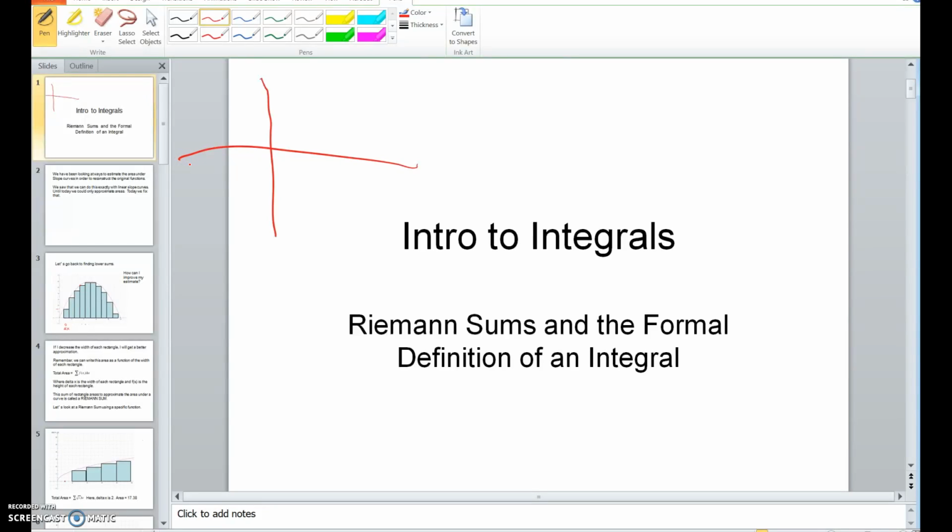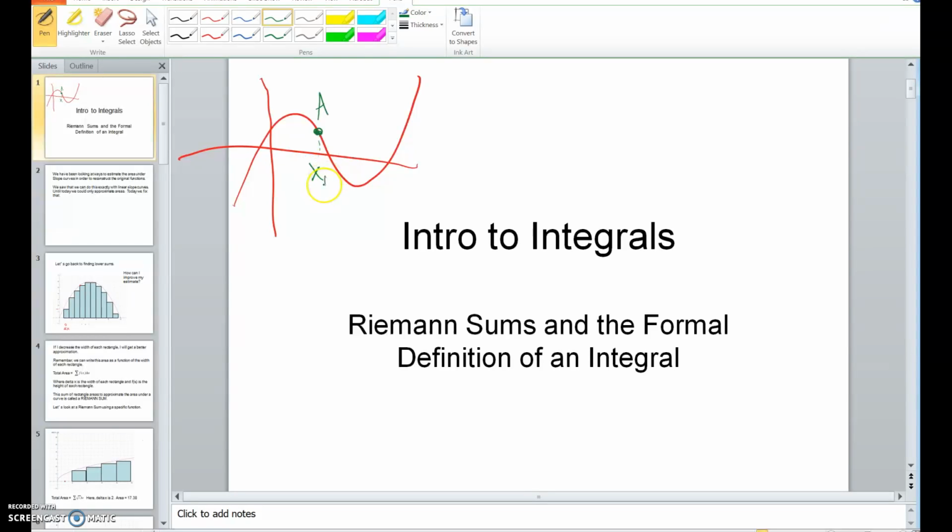Back then we had this function. It maybe looked something like this, and we were trying to find the rate of change of this function at a specific point. At the beginning of the year, we didn't know how to do that. The only functions we knew how to find the rate of change of were lines. The rate of change of this function is changing all the time, so we had to figure out some way to find the rate of change at this specific point A.